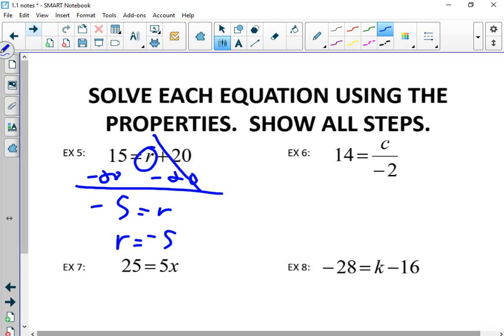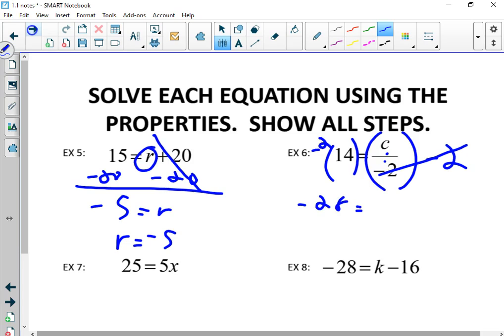Number 6. Again, what's going on here? Division. Okay? Put those dots as a reminder. The fraction means divide. So, how do you undo division? The inverse is multiplication. The negative 2's cancel each other over here. And I end up with negative 28 equals C.